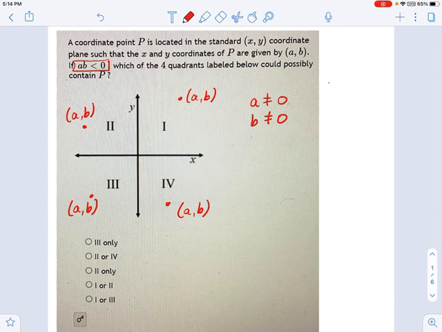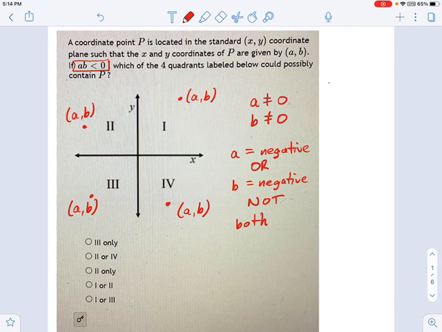That means A is negative or B is negative, but not both.